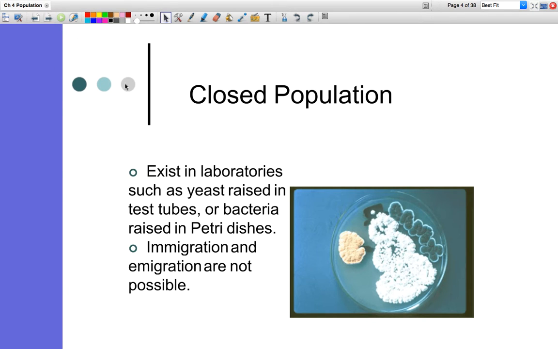Our next population is a closed population. A closed population exists only in laboratories, such as yeast raised in test tubes or bacteria raised in petri dishes. So immigration and emigration are not possible in a closed population. Their entire world, so to speak, only exists inside that petri dish.